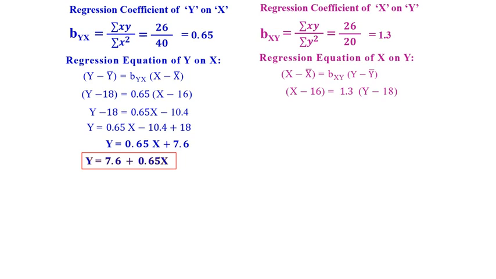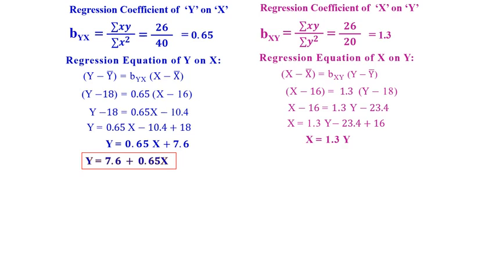X minus 16 equals bxy as computed above, 1.3 into y minus 18. Simplify this: 1.3 into y, 1.3y plus into minus 1.3 into 18. So it will be 23.4. Now transpose minus 16 from the left hand side to the right hand side. It will be plus 16.